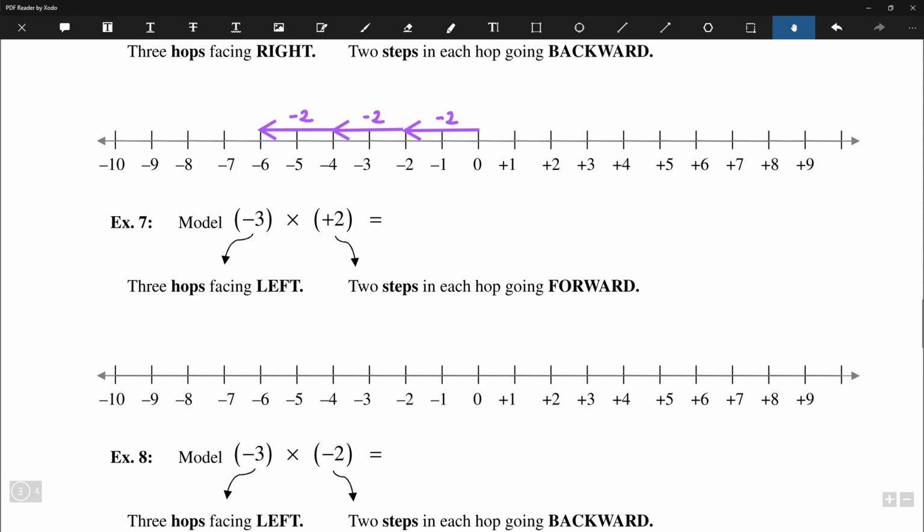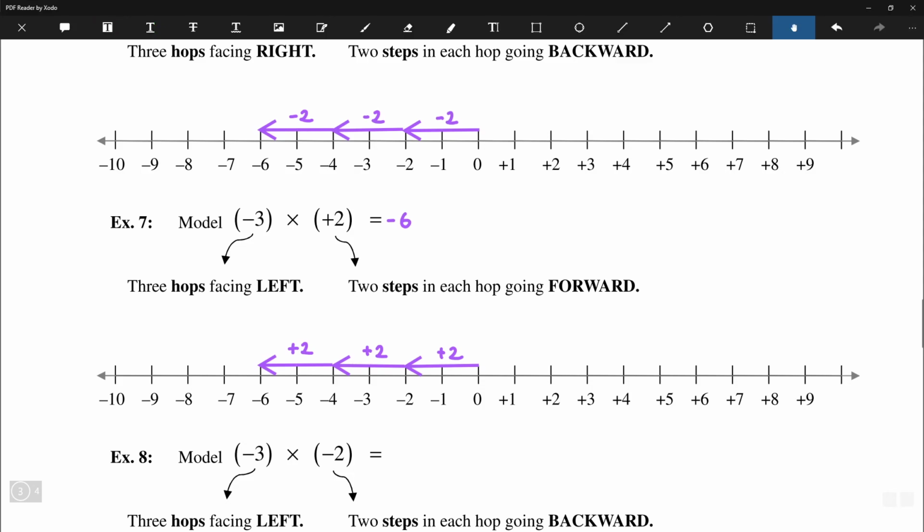So we have 3 hops facing left, and each hop will be forwards, 2 steps forward per hop. So again, we start at 0, but this time we're going to have 3 hops facing left, and it's going to be forward. So negative 2, negative 4, negative 6. So notice that in examples 6 and 7, we have the same product, but the questions, of course, were different. So this is once again negative 6.